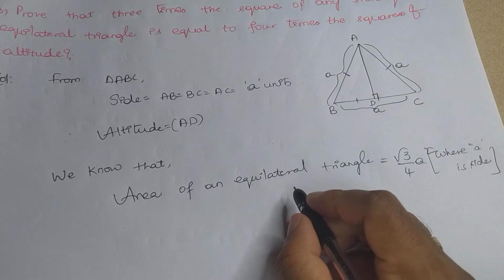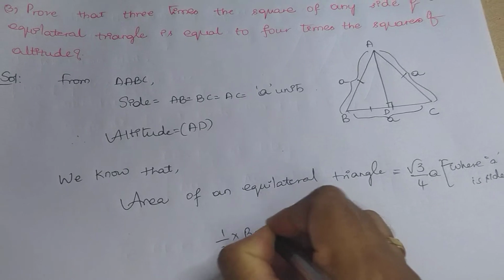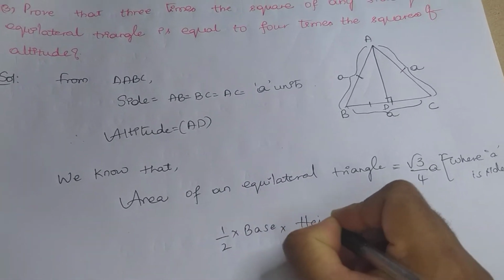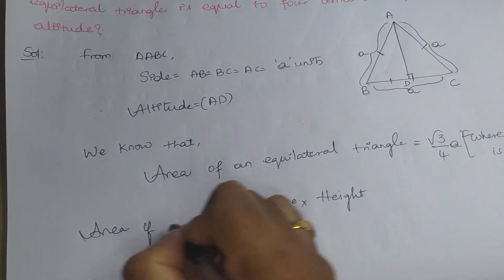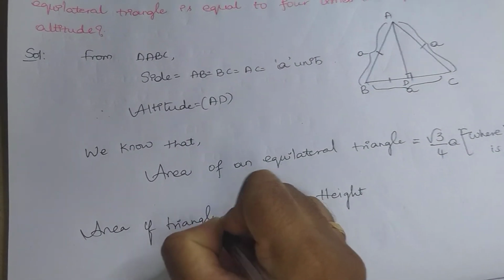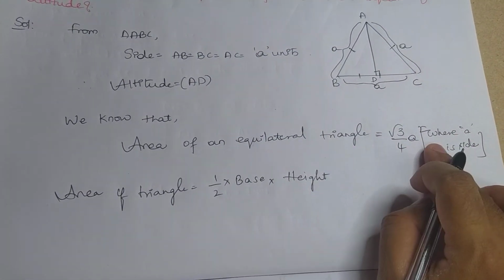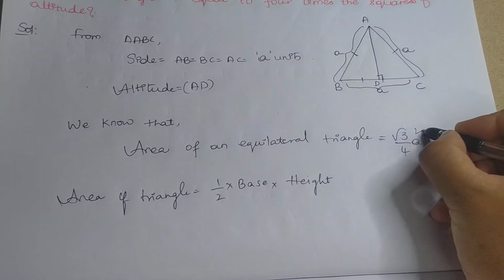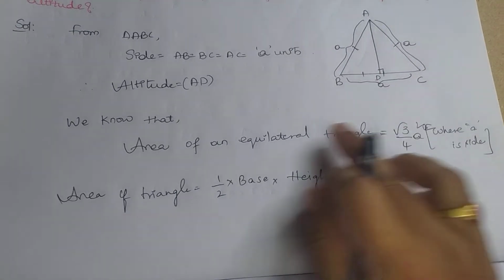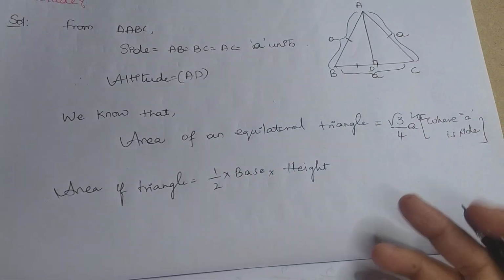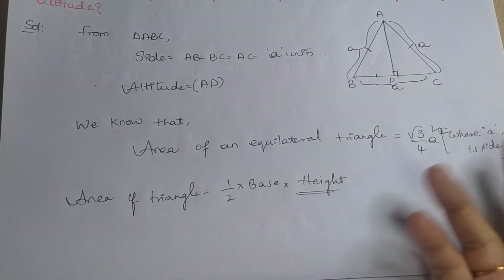And what is the general formula for the area of a triangle? It's nothing but 1 by 2 into base into height. Correct? Area of triangle equals 1 by 2 into base into height. This is the area of equilateral triangle, root 3 by 4 a square, and area of a triangle is 1 by 2 into base into height. However, areas are equal. Whatever formula you apply, the solution will be the same. So height is nothing but altitude.